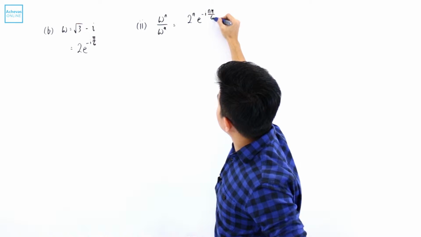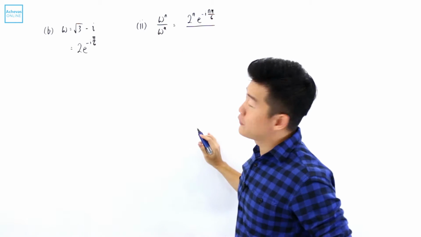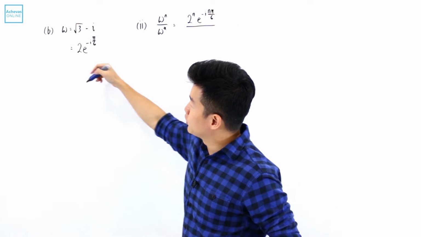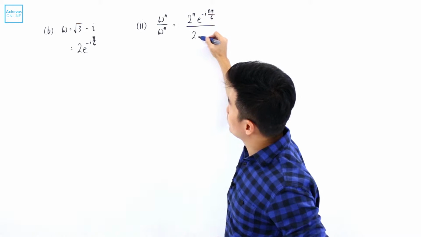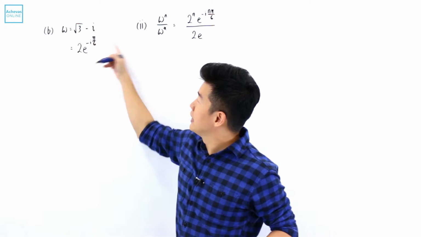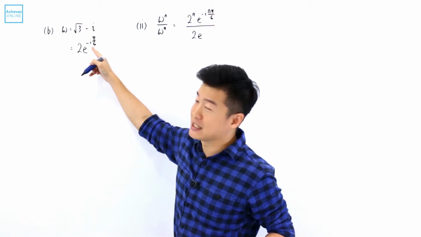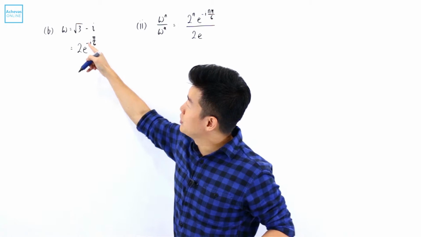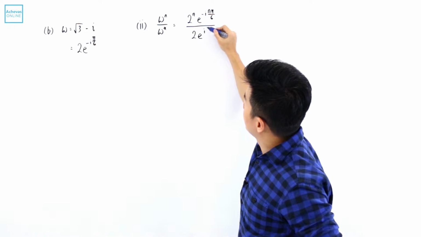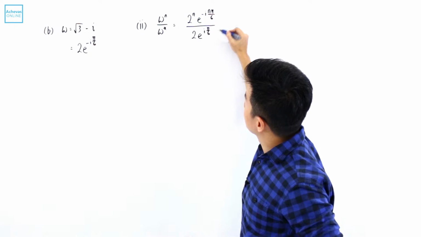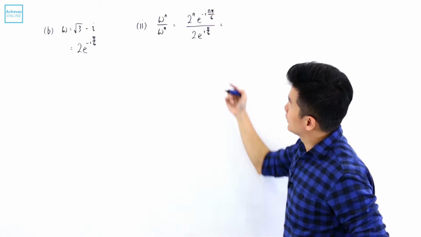pi over 6. As for w conjugate, it should share the same modulus as w, so it is 2, and e to the power of the argument of w conjugate, which is going to be the negative of the argument of w, so it is pi over 6. Let's try to combine this together.